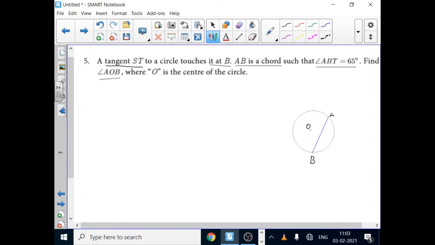They give ST is a tangent at P. So through P I draw one line. The name is given as ST. So for this tangent I give the name as ST. The angle ABT equal to 65 degree. So this angle is 65 degree. Now we have to find the angle AOB.